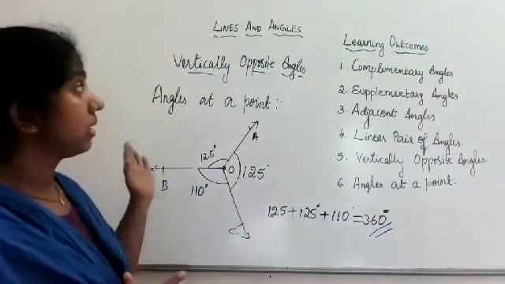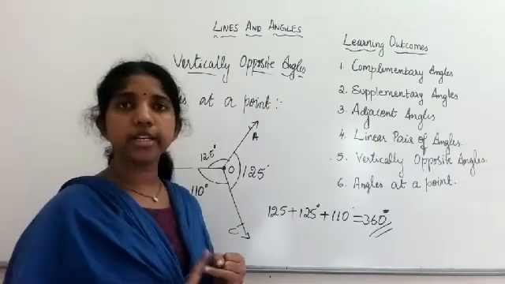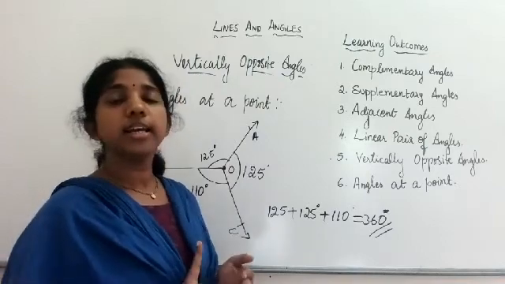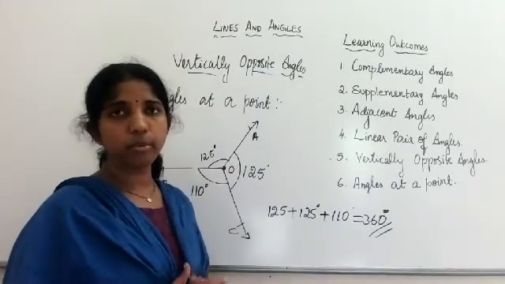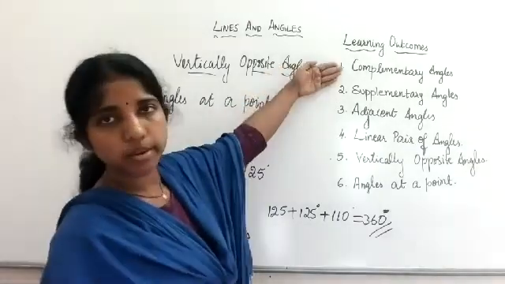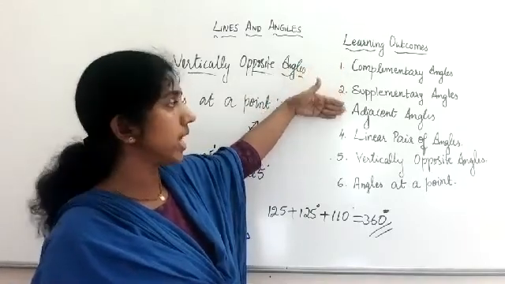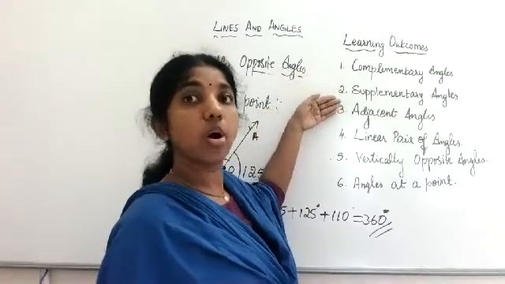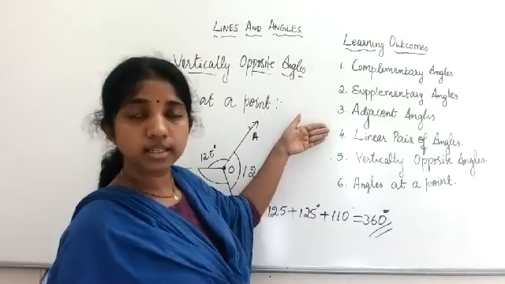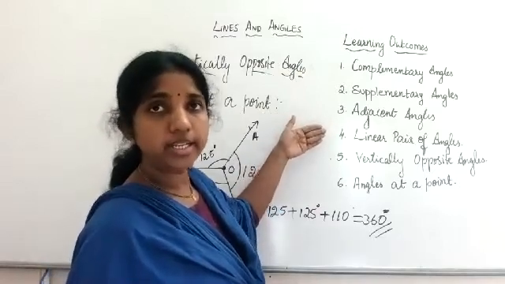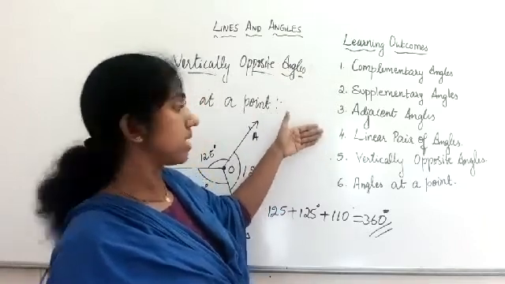In this chapter on lines and angles we have learned about complementary angles, supplementary angles, adjacent angles, linear pair of angles, vertically opposite angles and angles at a point. Complementary angles: the sum of the two angles is 90 degrees. Supplementary angles: the sum of the two angles is 180 degrees. Adjacent angles are two angles having a common arm. Linear pair means two adjacent angles adding up to 180 degrees.